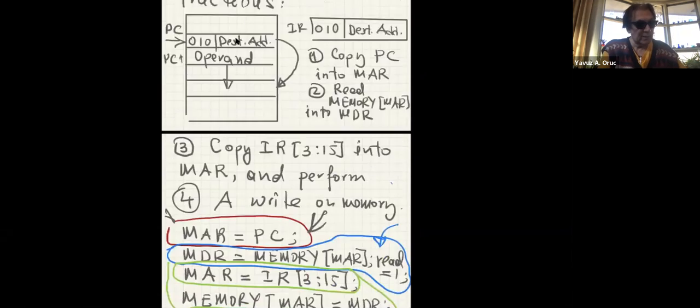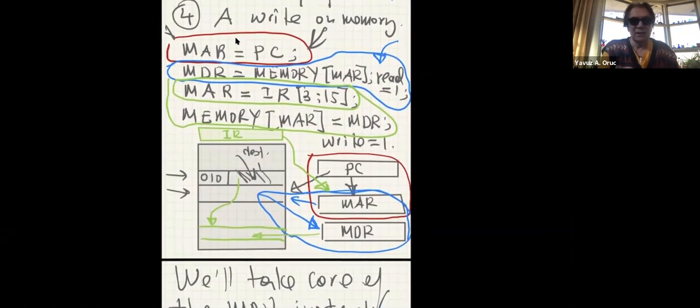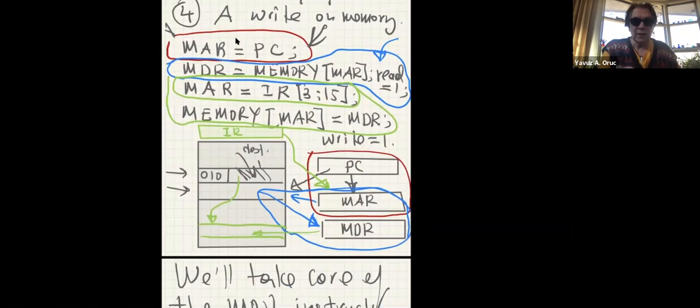I'm going to grab that. Where is it sitting now? It's sitting right inside the instruction register because that's where I have my instruction. And those bits, 3 through 15, constitute the address that I need to shove this operand that I grabbed into MDR so that it goes in here.